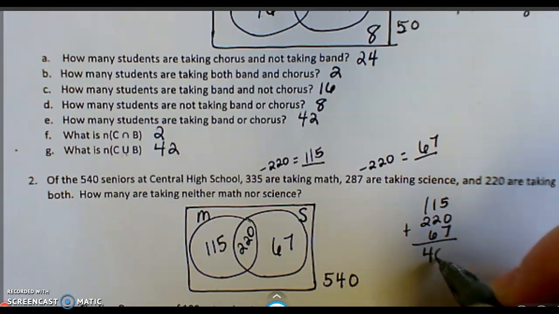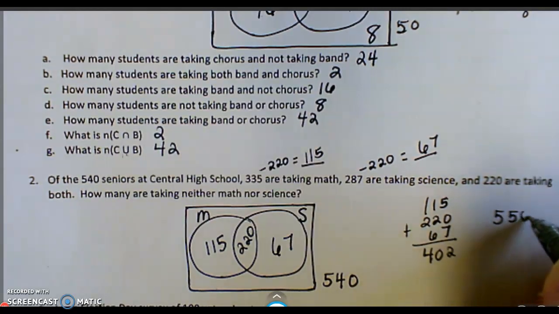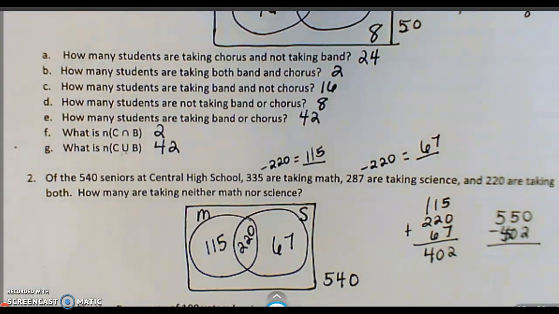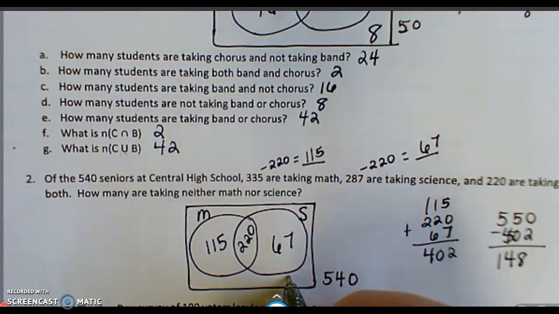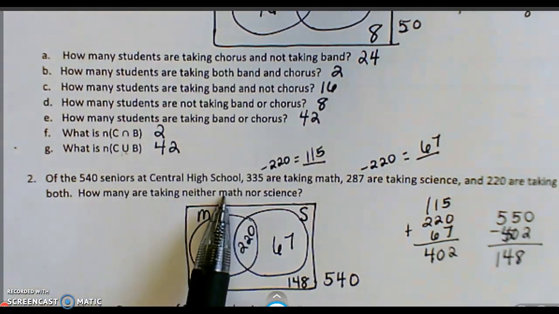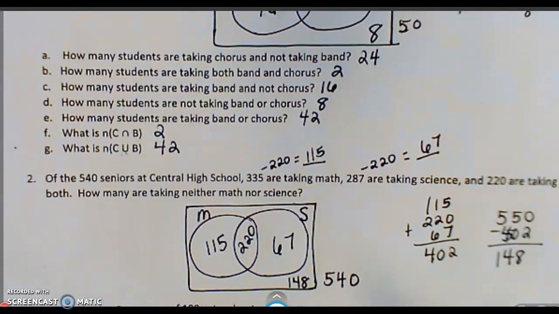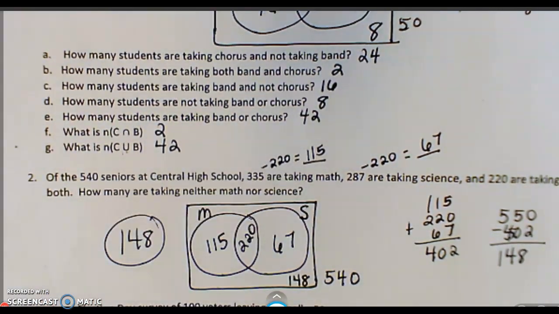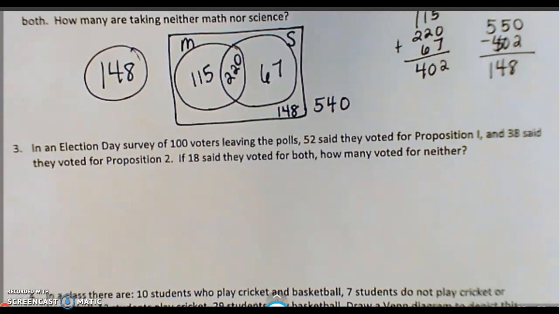And you get 402. And then you subtract 402 from that, and that goes here on the outside. So then let's go back to the question, how many are taking neither math nor science? We just found that was 148. That's the part outside the circles. Okay, just a couple more examples.